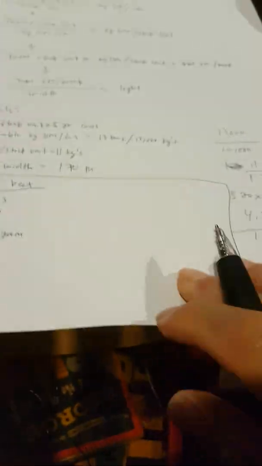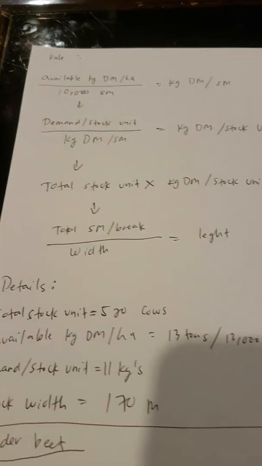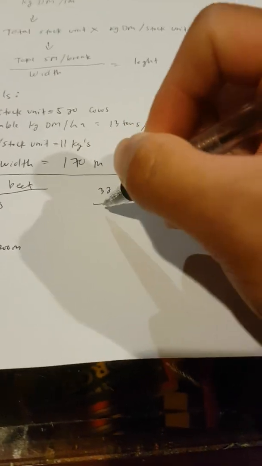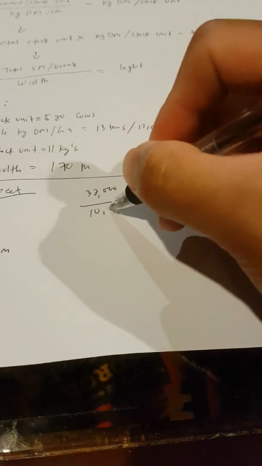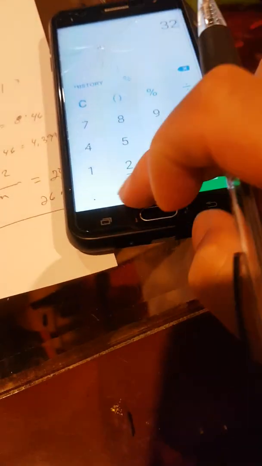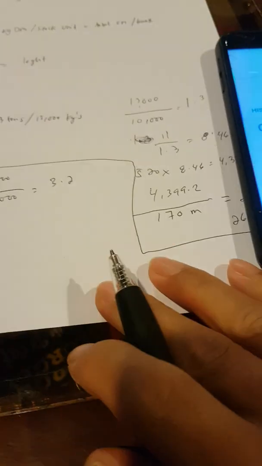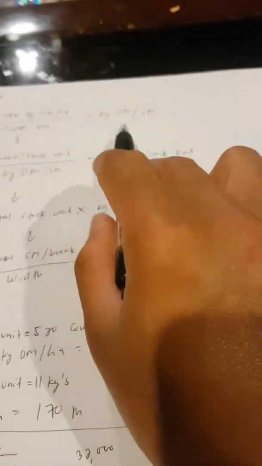Alright, so this is for beet, right? So we still follow the same calculation. Available kilogram dry matter is 32 tons, so that's around 32,000 kilos divided by 10,000 square meters equals, 32,000 divided by 10,000 equals 3.2. Okay, 3.2 kilogram dry matter per square meter, which is that one there.